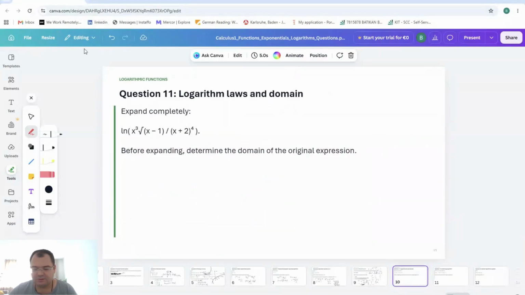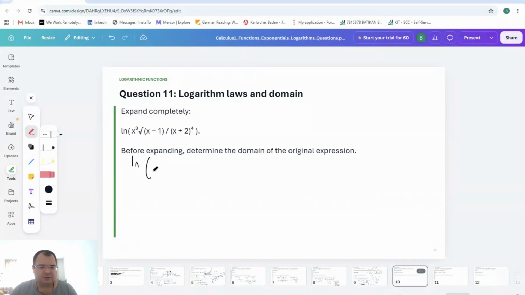So the next question is asking us to find the domain of this function and then to do the expansion of this logarithm. We have already learned in the previous lectures how to expand logarithms when you have multiplication or division or exponent rules inside of logarithms. So let's first determine the domain of this expression, then do the expansion.